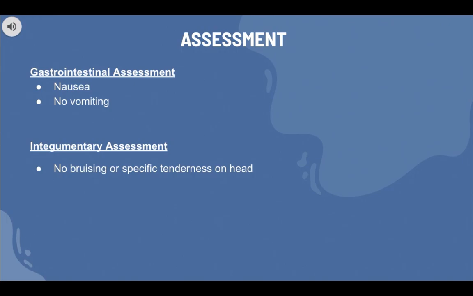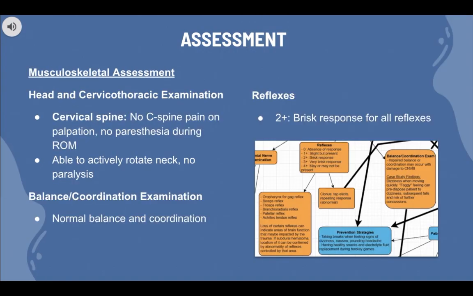Gastrointestinal assessment. John is experiencing nausea and no vomiting. Integumentary assessment. John has no bruising or specific tenderness on his head. Musculoskeletal assessment. No cervical spine pain on palpation and no paresthesia during range of motion. John is able to actively rotate his neck, stating no paralysis. John's balance and coordination exams are normal, and John's reflexes are 2+, which is normal.